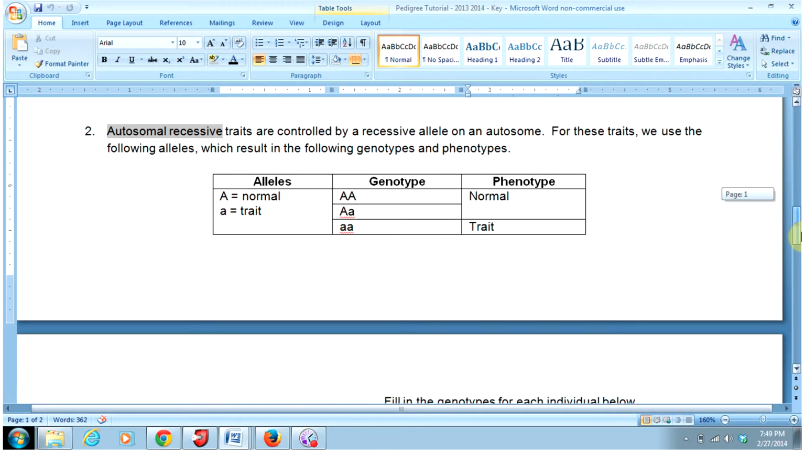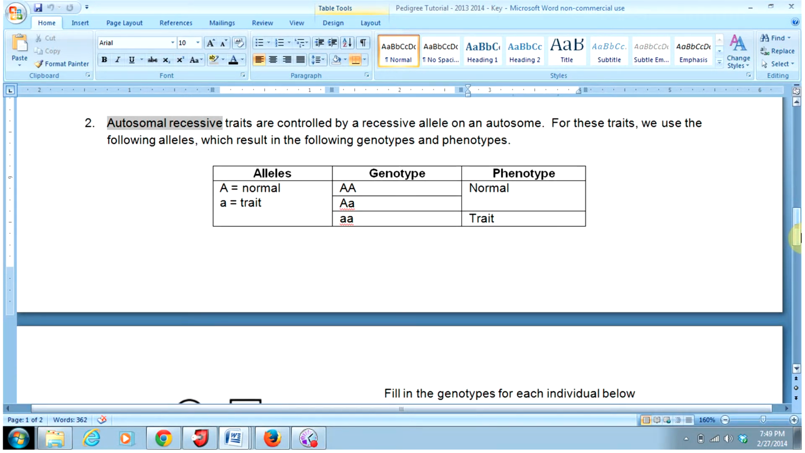Okay. The next type of inheritance is going to be autosomal recessive. Autosomal recessive traits are also found on autosomes, non-sex chromosomes, but these ones are controlled by a recessive allele. If that's the case, we're going to define our alleles differently in this chart, with the dominant allele big A being normal and the recessive allele little a representing the trait.